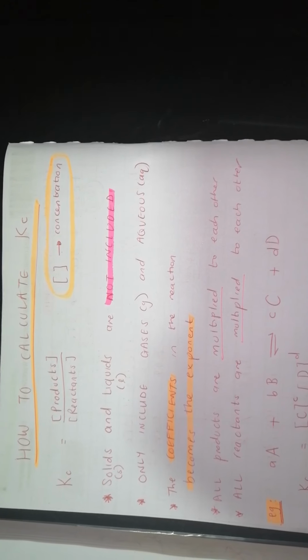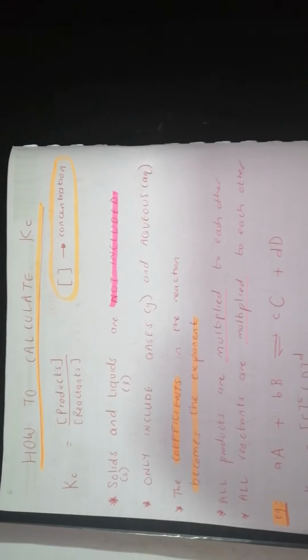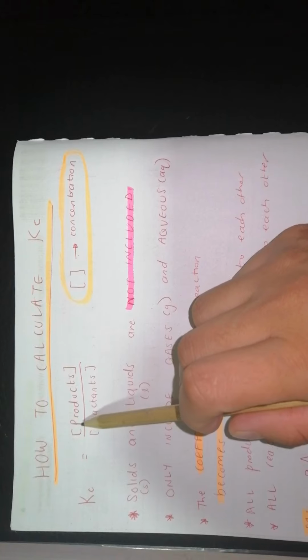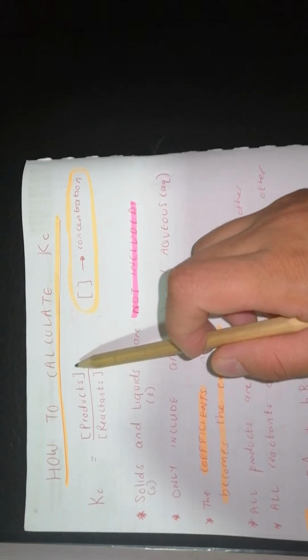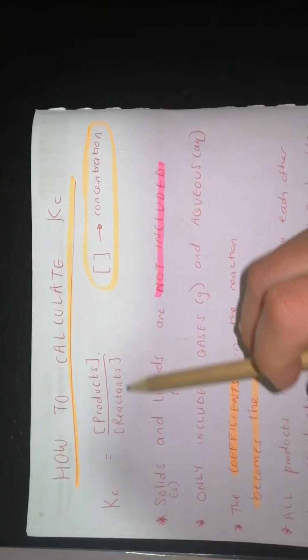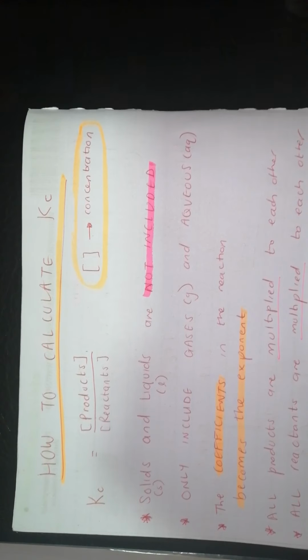Okay, so now that you know that Kc is just a value that is telling you the equilibrium constant for a certain reaction, now we're going to move on to how you actually calculate the Kc value. Now, it's very simple, but you just have to do some practice to get the hang of it. Now, the Kc value is actually just taking the concentration of all of the products in the chemical reaction divided by the concentration of all of the reactants in the chemical equation.